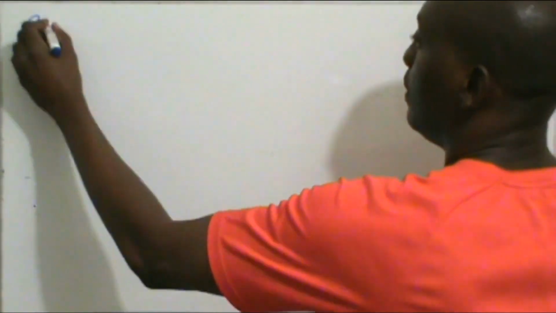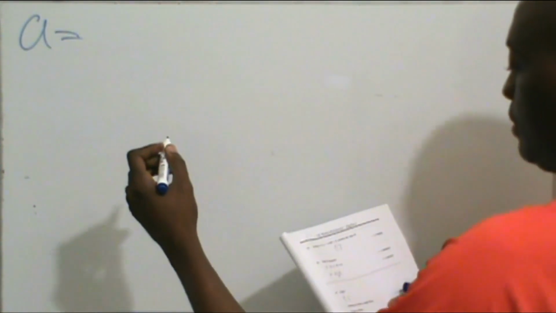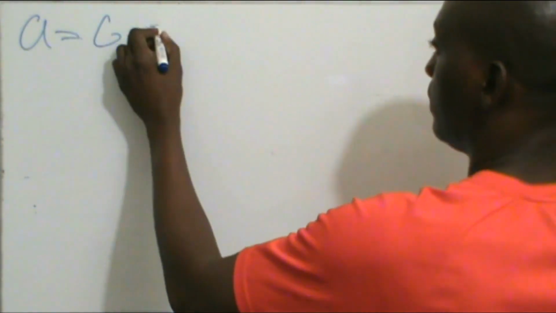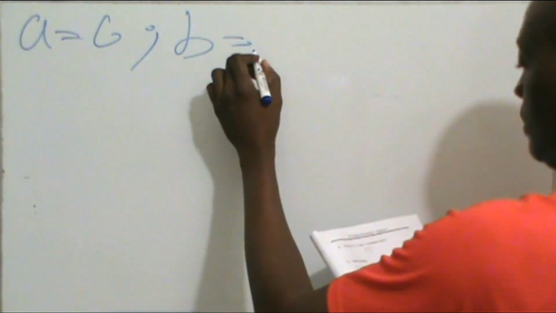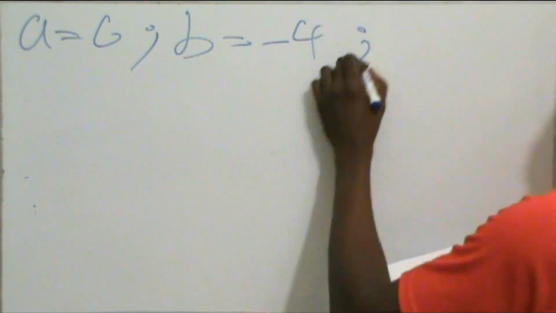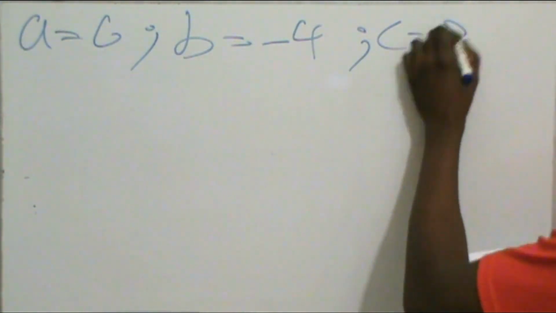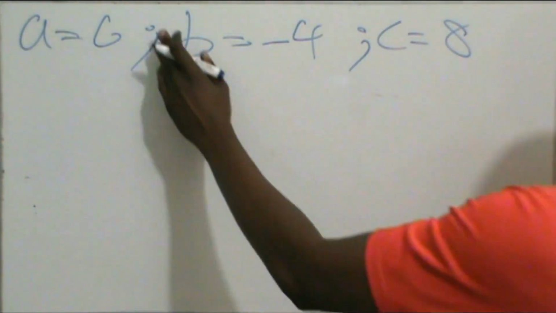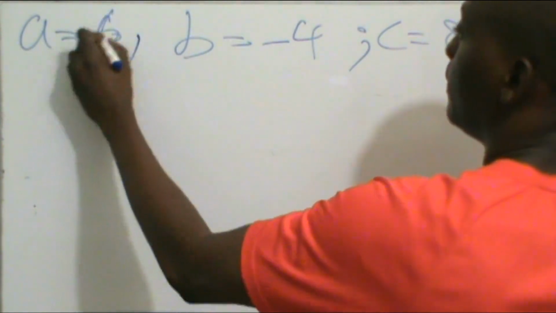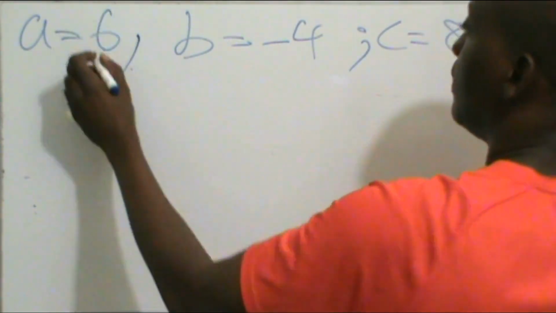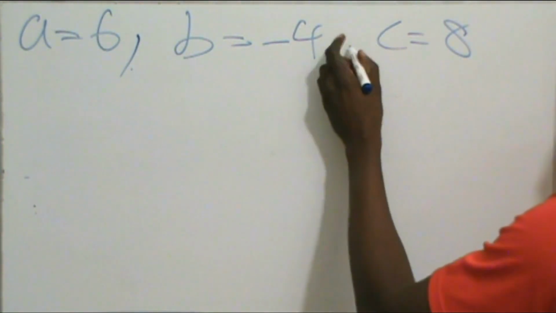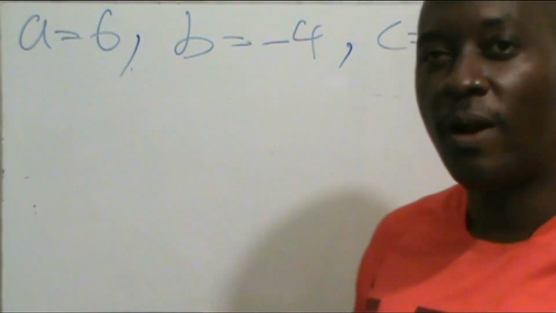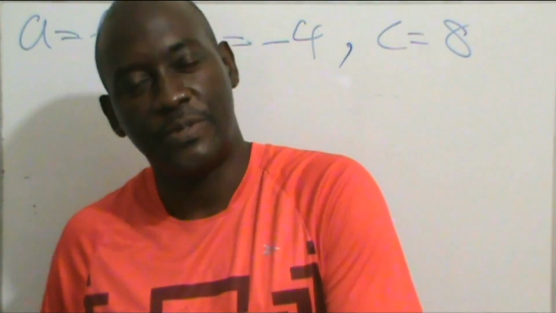Okay, so in this example we have back to A, B, and C now, right? They are telling us that A is equal to 6, B is equal to minus 4, and C is equal to 8. Alright? A is equal to 6, B is equal to minus 4, and C is equal to 8. So you have 3 values, and all you have to do is substitute.